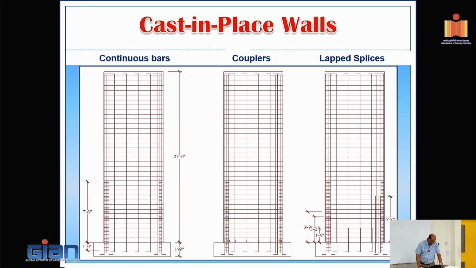The third one was lap splice, because this is a practice in the US that they will lap it. So the foundation bar will come up and then it will be lapped with the vertical reinforcement in the wall. In cast in place, this is permitted. But this is the region we call the plastic hinge region. So the question is how much it gets modified.